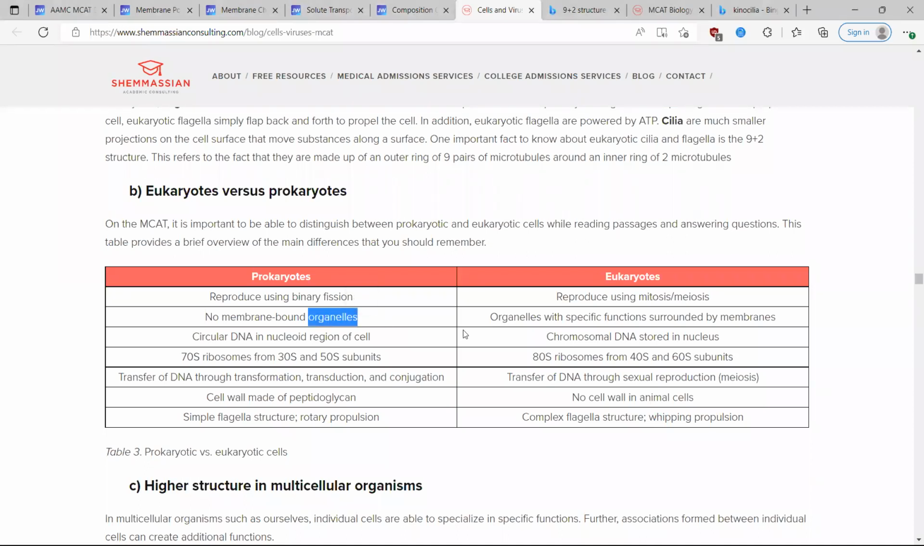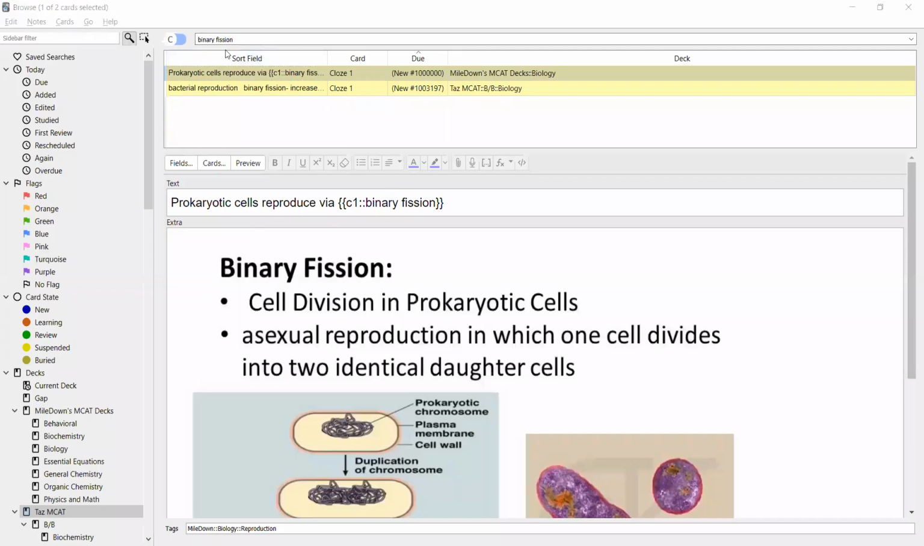Major difference in terms of organelles. No membrane-bound organelles. They still have ribosomes because ribosomes are mostly just free-floating, but no membrane-bound organelles like lysosomes, endoplasmic reticulum, they don't have any of that, right? They don't even have a nucleus. They just have a nucleoid region where they keep their DNA. Whereas eukaryotes are very specific and have specific functions with organelles. Circular DNA versus chromosomal DNA. We talked about the different ribosome densities. They transfer their DNA through a couple of different steps called transformation, transduction, and conjugation. So let me see if we can talk about that.